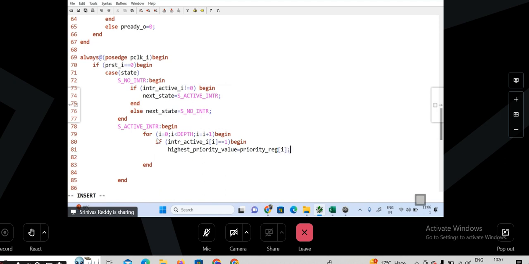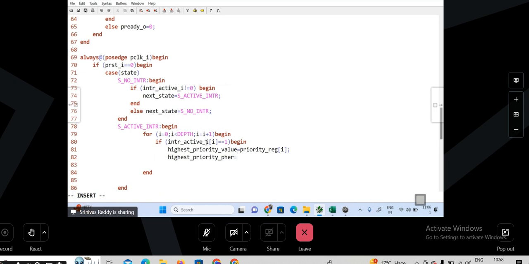Then end this. Now this is the logic where you are getting all the interrupts which have the highest priority. Do you understand? What we did in this case is nothing but finding the highest priority interrupts. Then make the valid equal to 1. Then what I need to do?